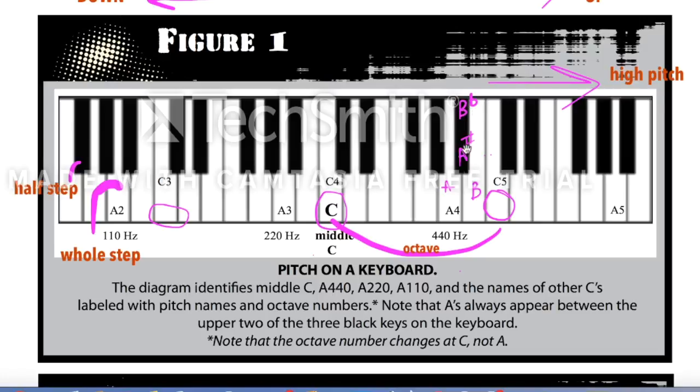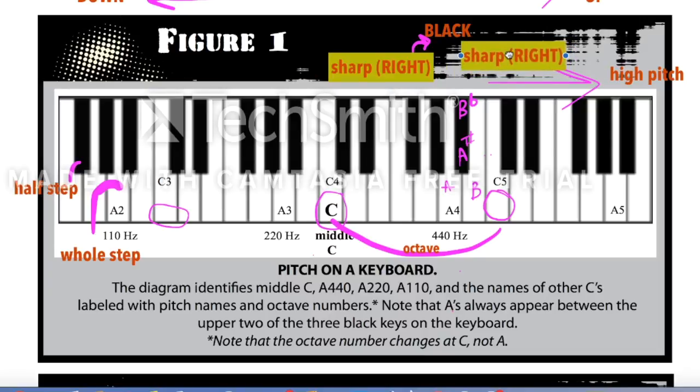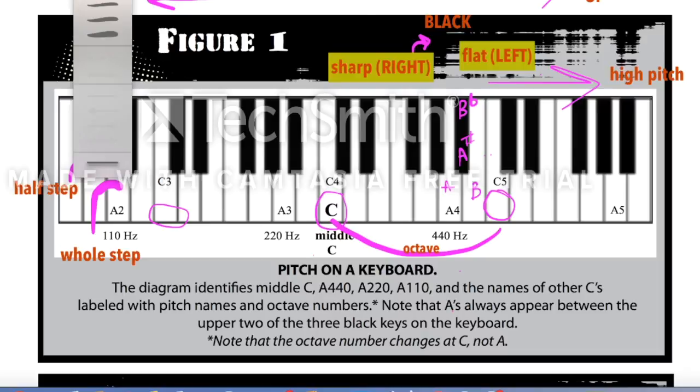So this key can be considered an A sharp or a B flat because when you look at the black keys and you're moving to the right side from the black keys, if the black key is to your right, then that's called A sharp. So that's to the right side, right guys? And then if the black key is to your left, so this is B and it's to the left, then it becomes a flat. So I'm going to go ahead and draw this for you guys.